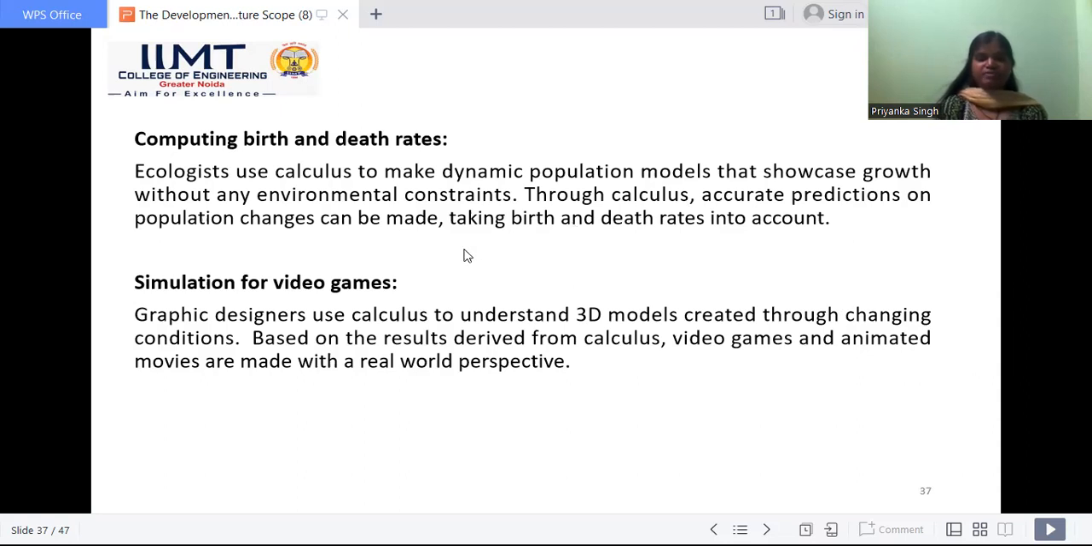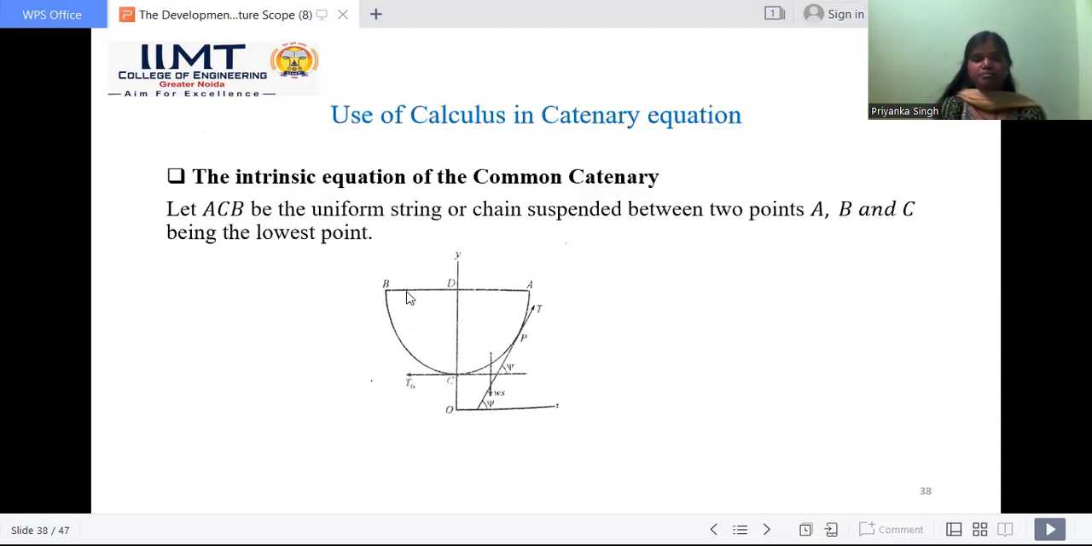Simulation for video games. Graphic designers use calculus to understand 3D models created through changing conditions based on the results derived from calculus. Video games and animated movies are made with real world perspectives.